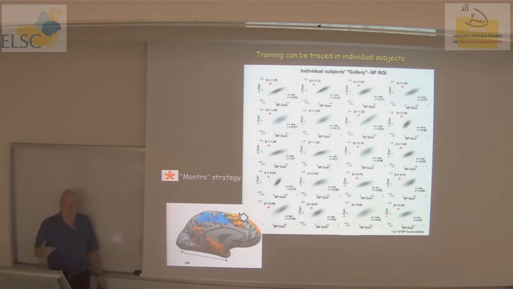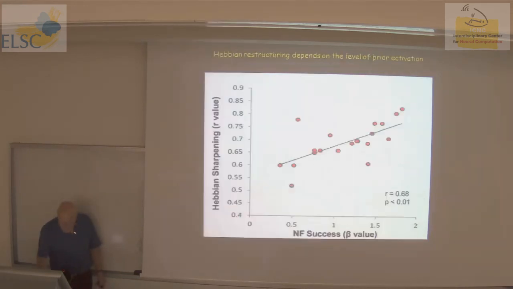And the question, of course, was whether that was related to their success in the neurofeedback training, and indeed it is. This is the success of the subject as measured by the magnitude of the activation during the training on this axis. And on this axis, it's simply the R value of the cloud of the Hebbian sharpening. You see it's not perfect, but there is a significant correlation. So those subjects that were very successful in the training also showed a stronger neurofeedback effect, sharpening effect afterwards.